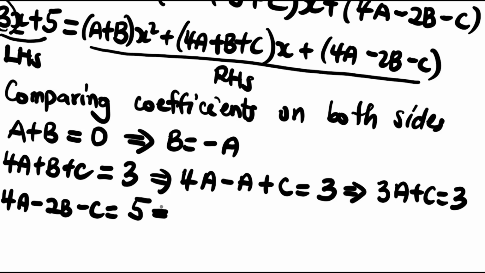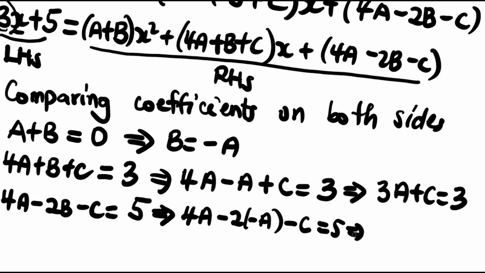Now for this one, let me put the value of b inside here as well. It's going to be 4a minus 2 times negative a, because b is now negative a from this first equation, right? Minus c equals 5. So if you do that, what are we going to have? 4a plus 2a, that's going to be 6a, right? 6a minus c is going to be equal to 5.